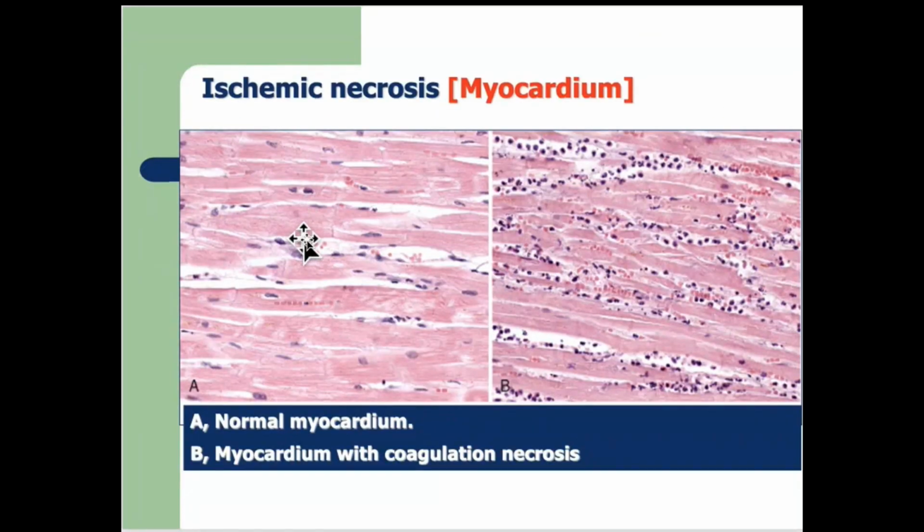This is the heart. We have seen there's no extra picture for that. Same thing, normal fibers and inflammation between them, again, you don't see any nuclei in them.